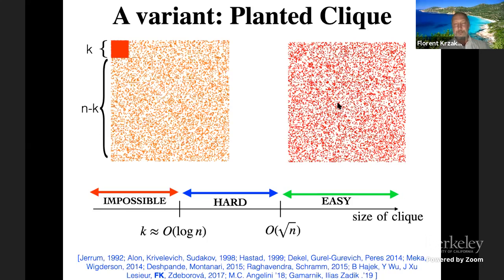Now, as far as we know, it's impossible to find the clique if the size of the clique is smaller than something of order log n, because naturally cliques of order log n occur in G(n,1/2). Now, people have been trying hard to find good algorithms, and for polynomial time, they all seem to fail around the square root of n. So here we don't know of any algorithm, and here we have a myriad of algorithms that work.